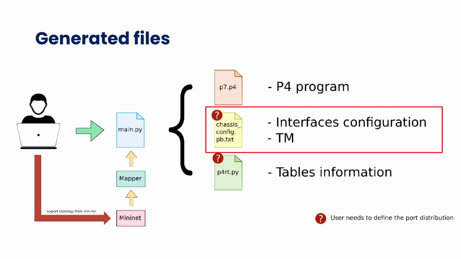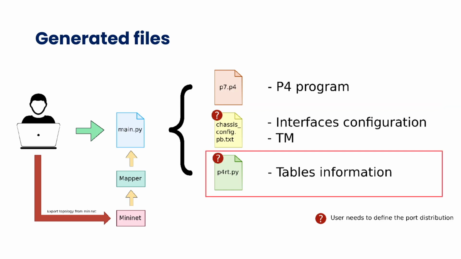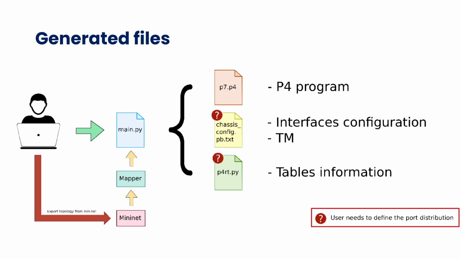We are going to have the chassis configuration that is going to be used by Stratum to set the different interfaces and how the hosts that are physically connected are going to be mapped. Finally, we have the tables information that is going to be sent using P4 Runtime to set all the table information inside the P4. It's important to mention that the user needs to define the port distribution of their own Tofino, since the port number or the port ID can change from hardware to hardware.